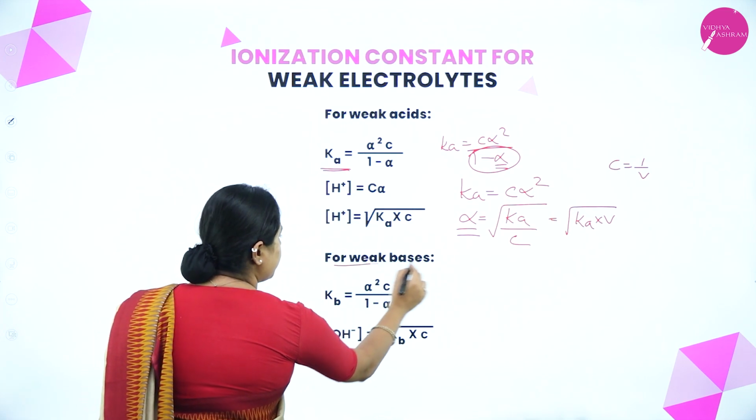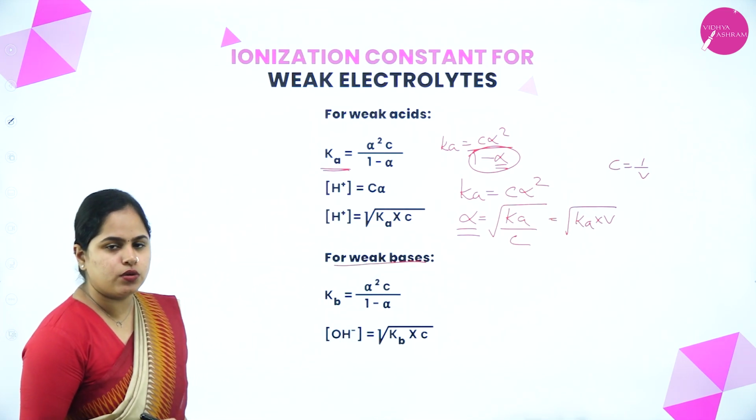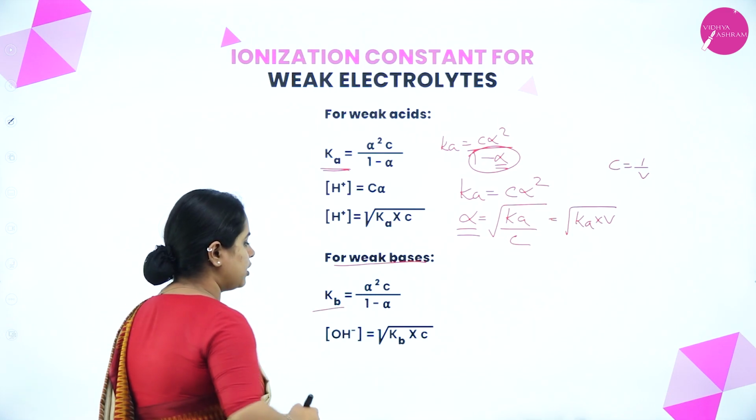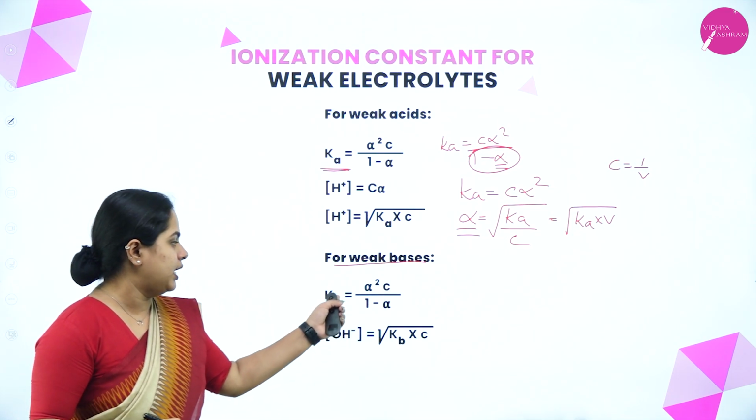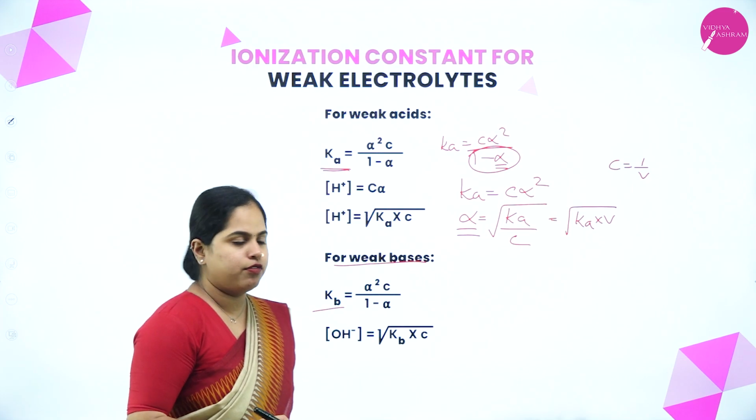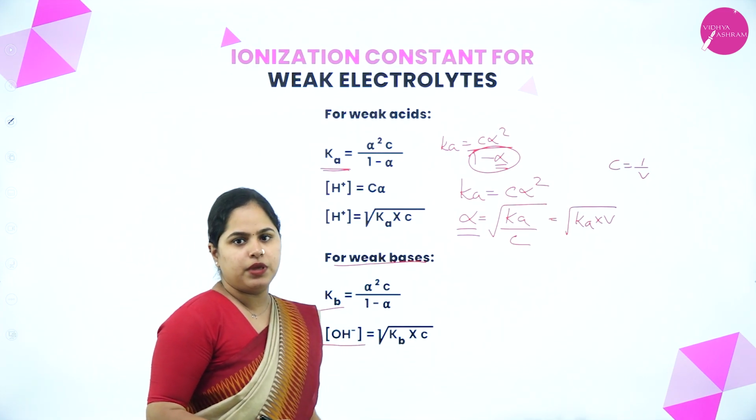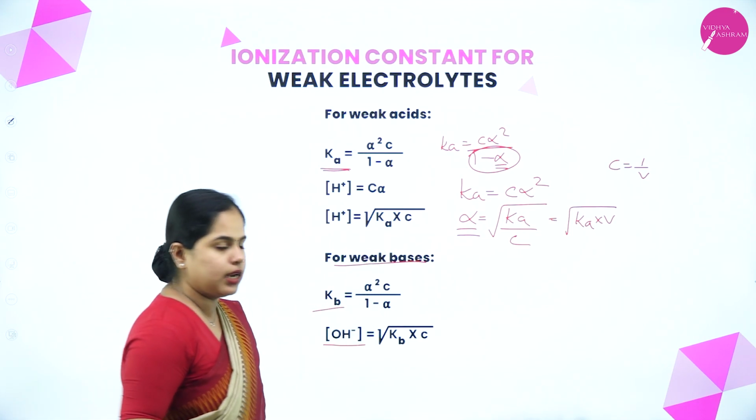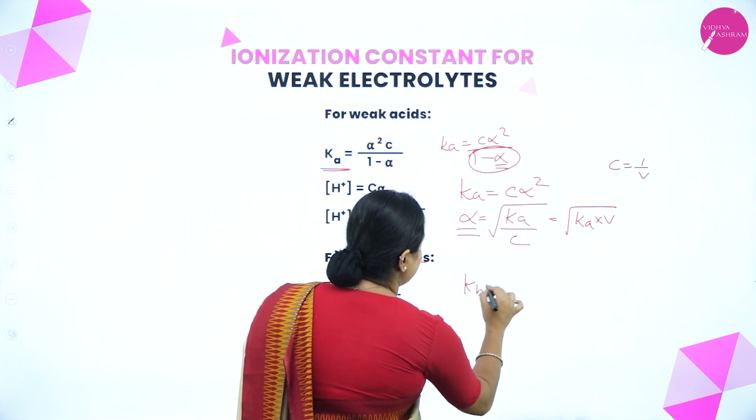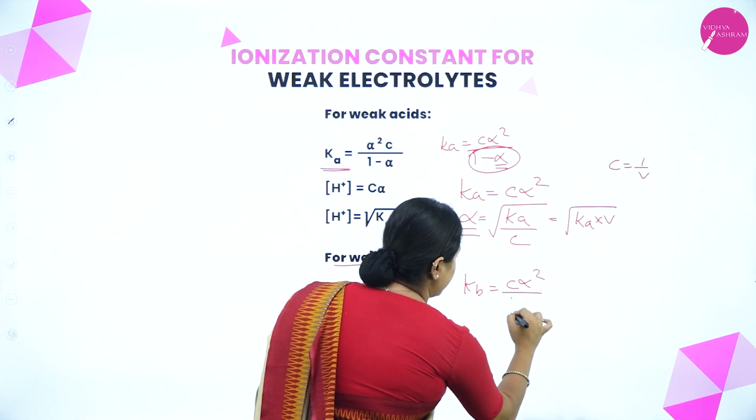In the same way for a weak base also, the exact same equation is used, that is Kb. Instead of Ka, Kb will be equal to C alpha square by 1 minus alpha. That means the molar concentration of OH minus is equal to root of Kb into C. So the same equation we can apply here also. Kb is equal to C alpha square by 1 minus alpha.